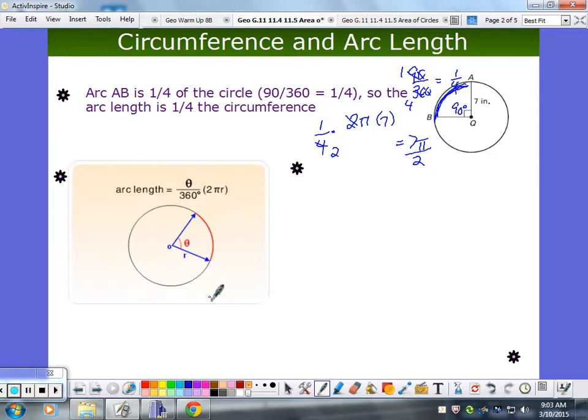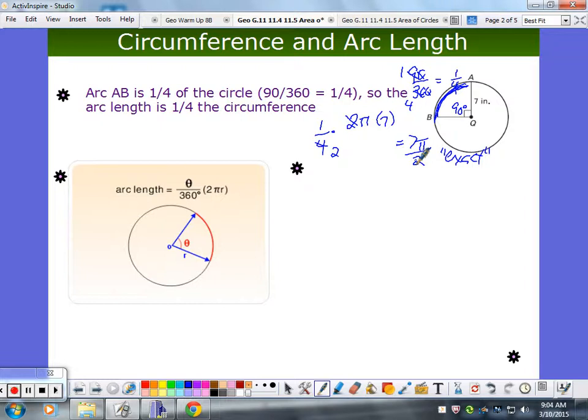Okay? So arc length, the way you find it is you say, what is this angle measured? Theta here represents the angle in degrees. Divide by 360, that's how I got my 1/4. And then just take your circumference, 2 pi r. So it's a fraction of the circle times 2 pi r. Now the way I've written it up here, this is what I call the exact circumference, because it's in terms of pi.